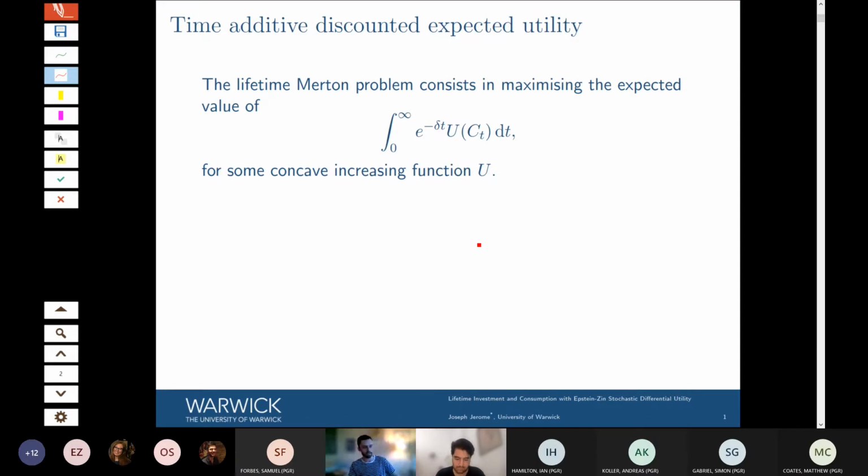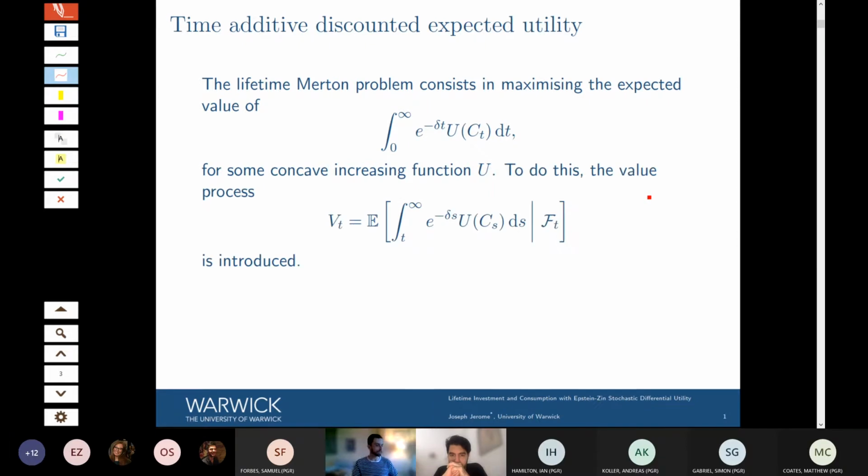Before I introduce what stochastic differential utility is, I'm going to introduce discounted expected utility. Some of you might have seen this before, but if you haven't, I'll just recap. So the Merton problem, which is essentially an investment consumption problem, I'll describe in a moment, has the goal of trying to maximize the expected value of the following. This is just the discounted utility of consumption, and U is just a concave increasing utility process.